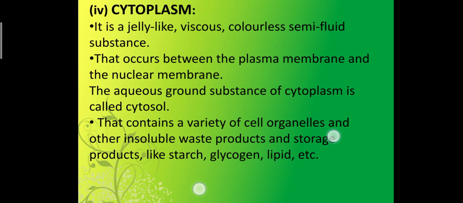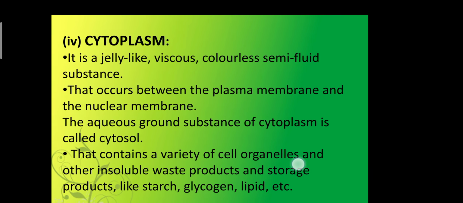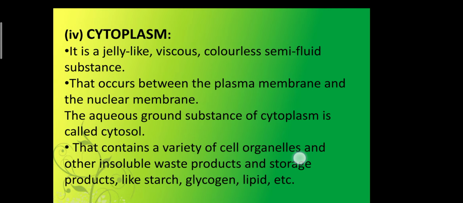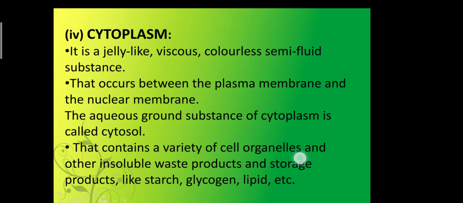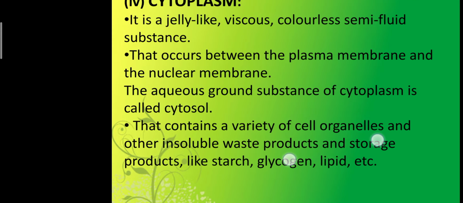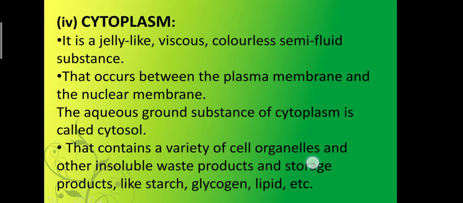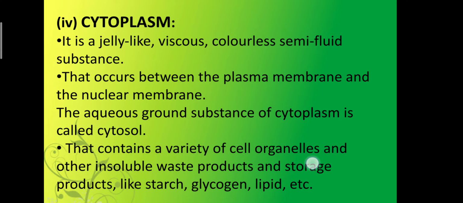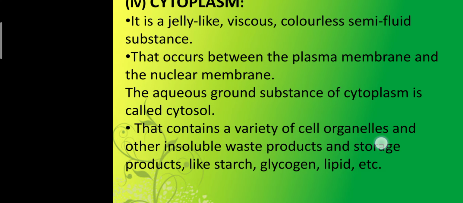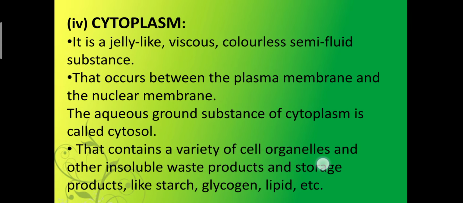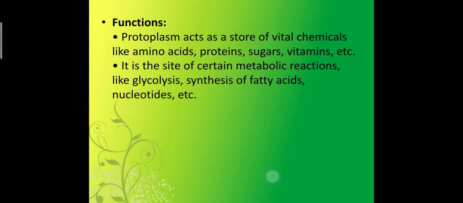Coming to cytoplasm in detail. Now, cytoplasm is a jelly-like, viscous, colorless, semi-fluid substance which is present between the plasma membrane and nuclear membrane. Now, the aqueous ground substance of cytoplasm is known as cytosol. Cytosol contains a variety of cell organelles and other insoluble waste products which are stored, like starch, glycogen, lipid and other phospholipids.